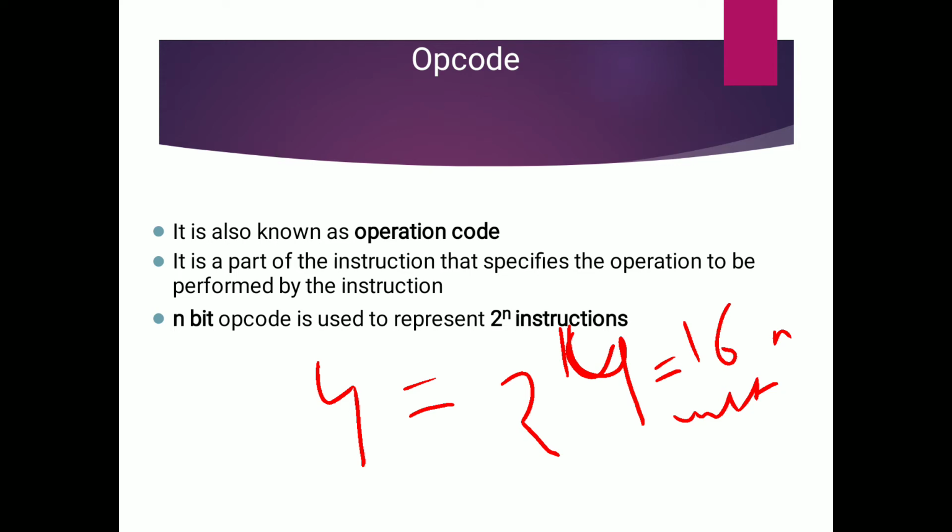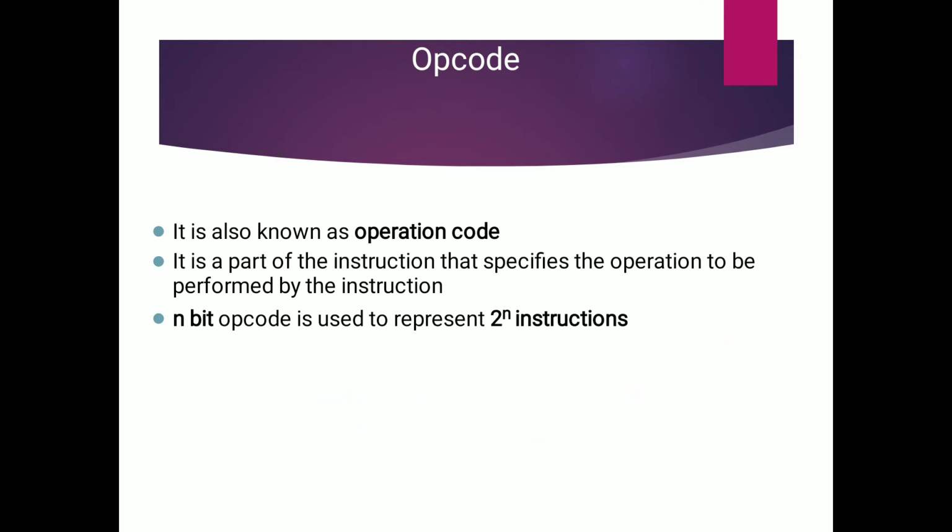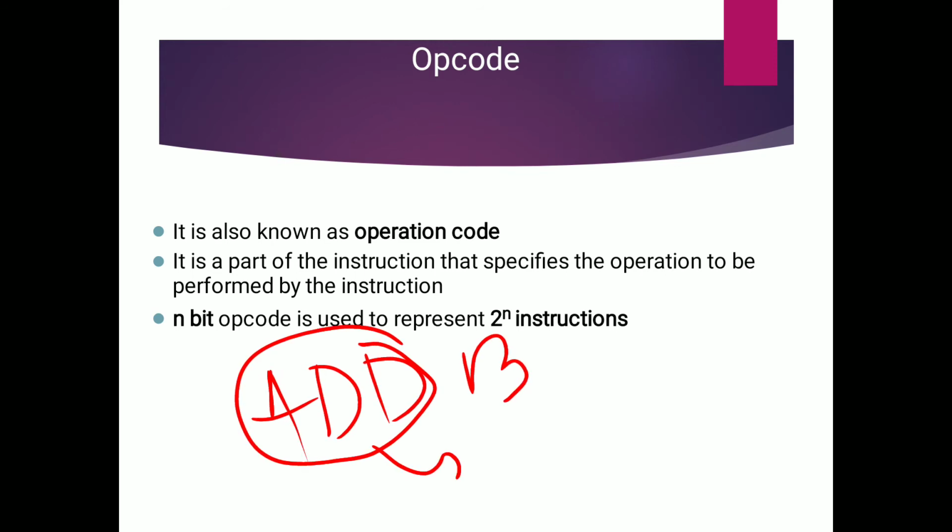Each instruction contains two parts, that is operation code or opcode and operand. The first part of an instruction which specifies the task to be performed by the computer is called opcode. Suppose the instruction to be specified, the task is add B. This one is called the opcode or operation code.